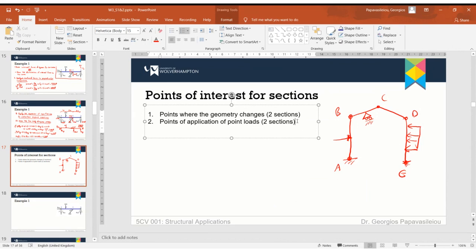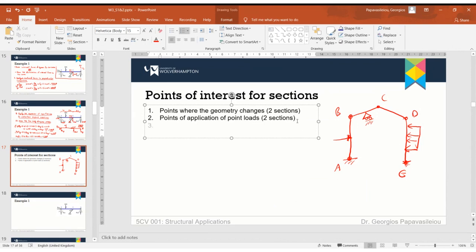Now, a third set of points of interest are the start and end points of a distributed load. So, start and end points of a uniformly distributed load. Once again, this would be one section at each point.